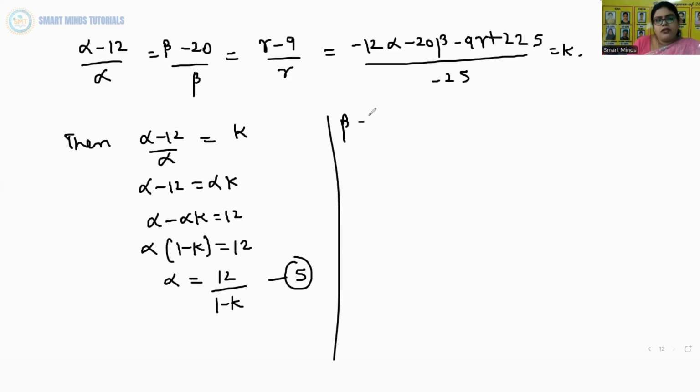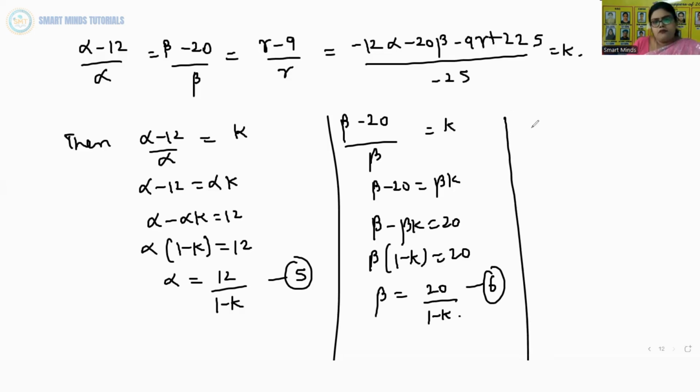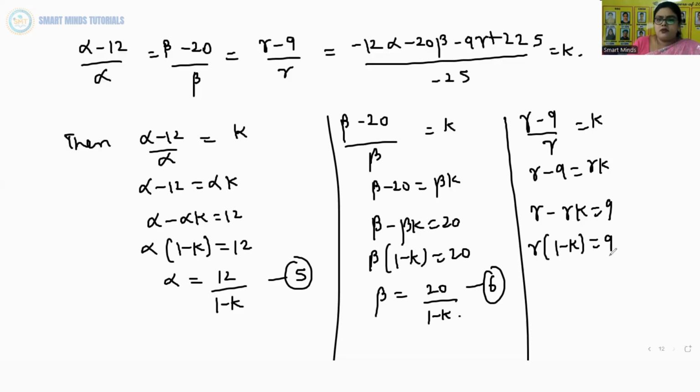The same way, beta minus 20 by beta equals to k. So beta minus 20 is equal to beta k and beta minus beta k equals to 20. If I take beta common, 1 minus k equals to 20. And so beta is 20 by 1 minus k. Let's say this is equation number 6. And the same way we will find out gamma value. Gamma minus 9 by gamma is k. So gamma minus 9 is gamma k. Gamma minus gamma k is 9. And if I take gamma common, 1 minus k is equal to 9. So gamma is 9 by 1 minus k.